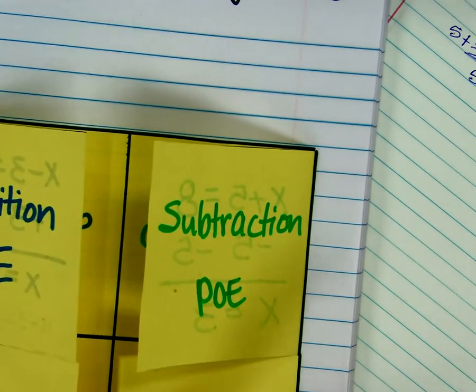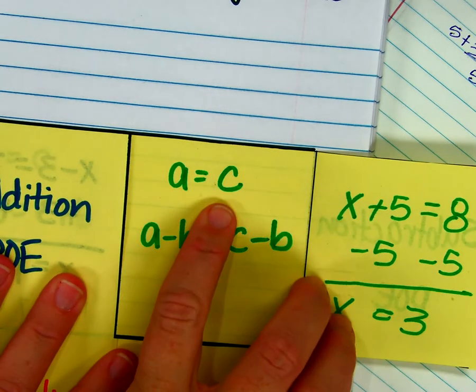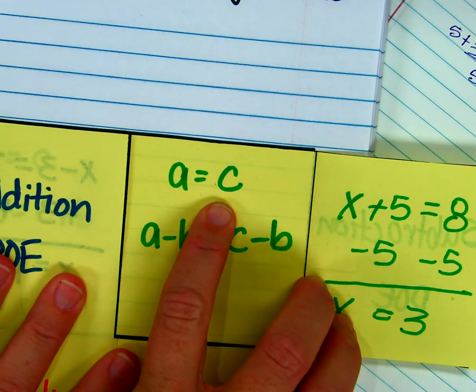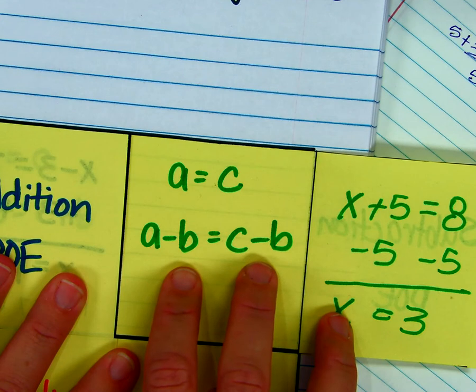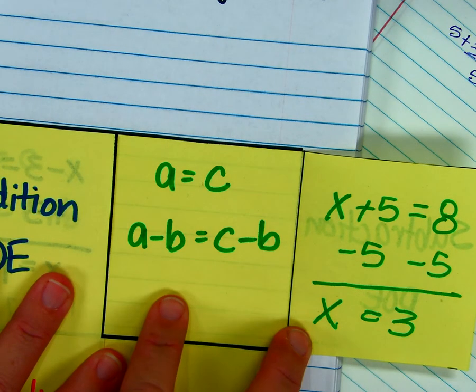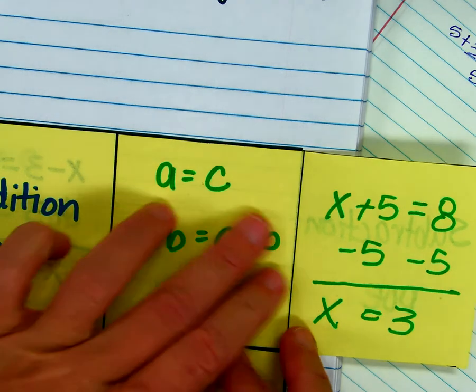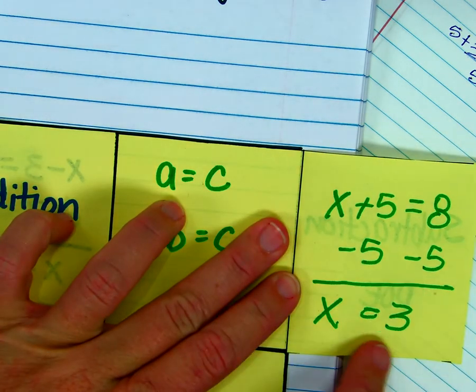Let's look at what that looks like over here. My subtraction property of equality just says if A is equal to C, if I have some equation, I can subtract B from both sides and my statement is still true. Writing it vertically, I have x plus 5 is equal to 8. I'm going to subtract 5 from both sides and I get x is equal to 3.